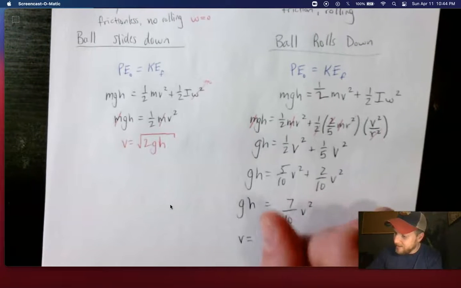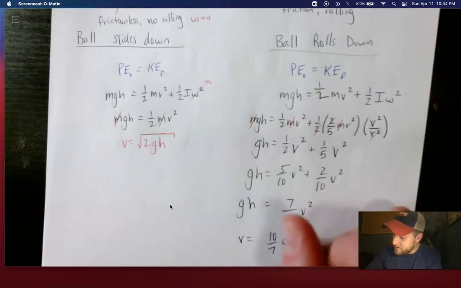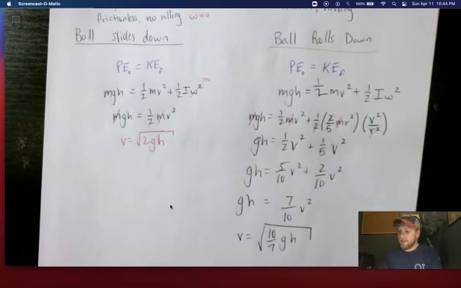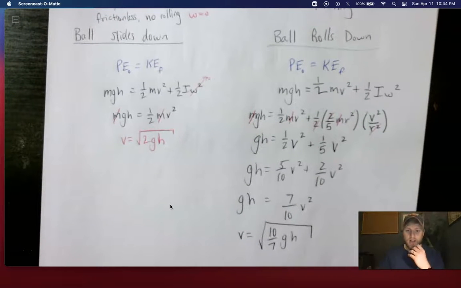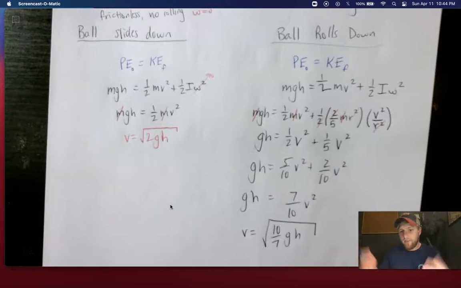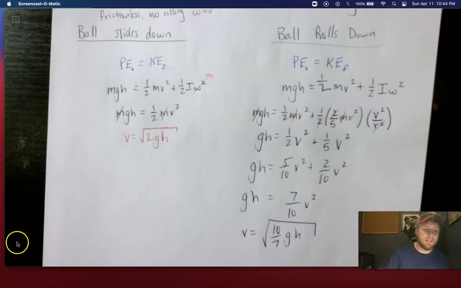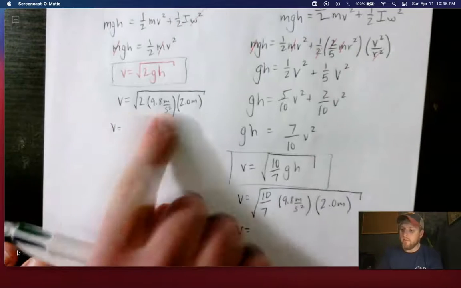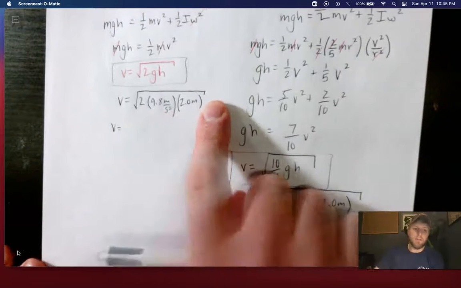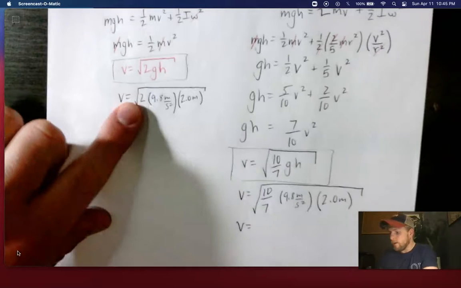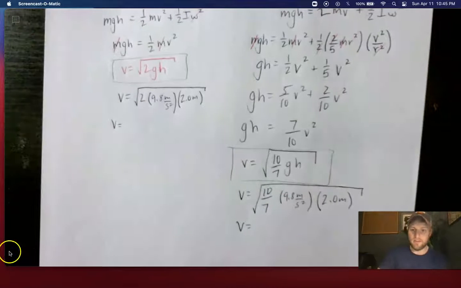So v is going to be the square root of 10/7 gh. So 10/7 is quite a bit smaller than 2. So let's plug in the numbers just for sake of comparison. All right, so I plugged all of that in. 2 times the acceleration due to gravity times the height, and it looks incredibly similar, but instead of a 2 out front, we've got 10/7. Let's see what the answers are.